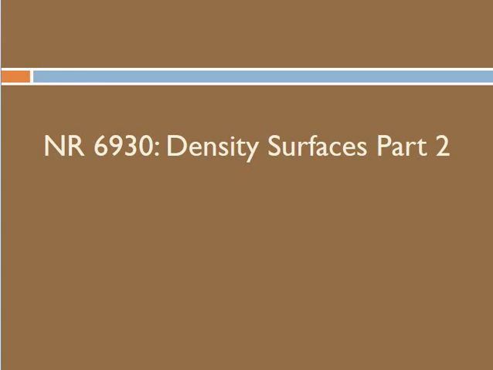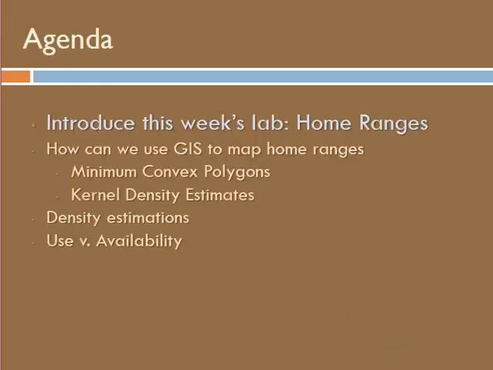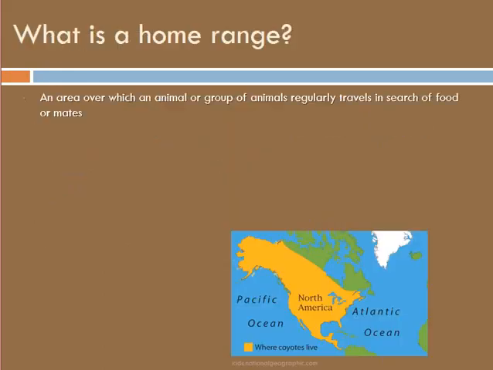All right, so we're on to part two, and we're going to get a little bit more into the lab now, which is about estimating home ranges. But first I want to talk about what a home range is. Home ranges are basically the area that an animal uses to meet their daily needs.